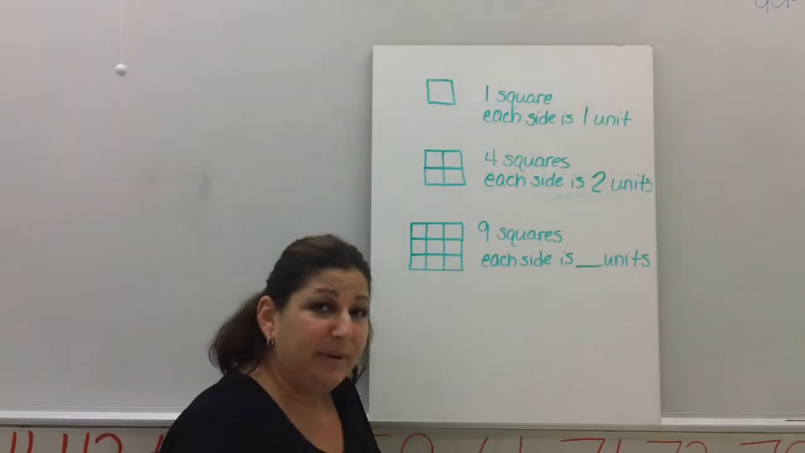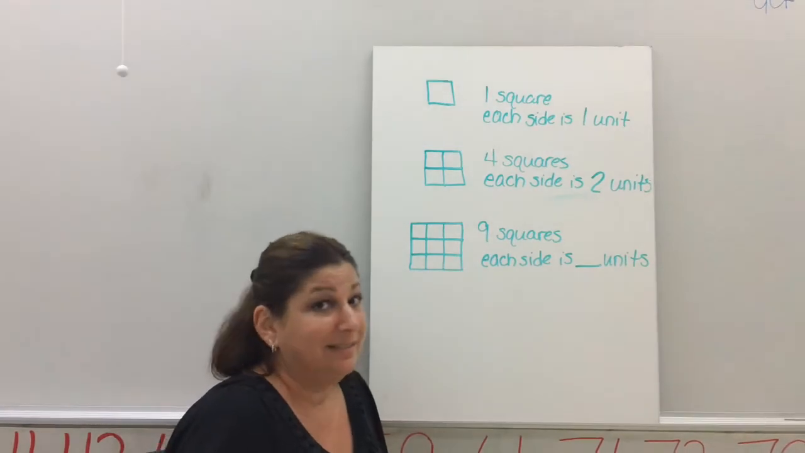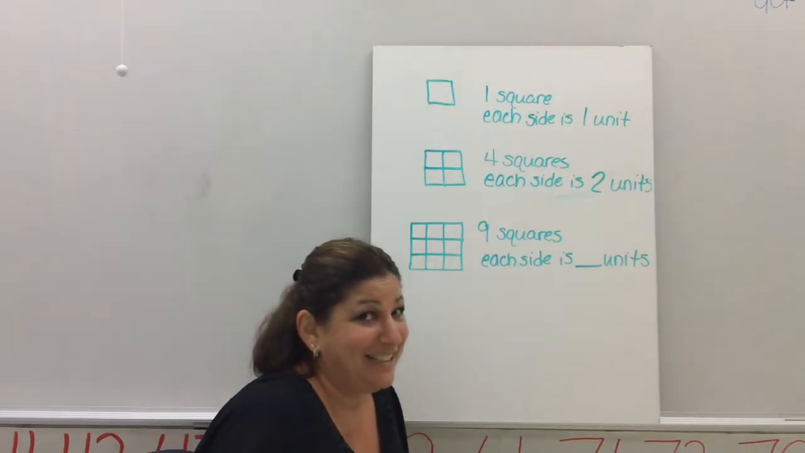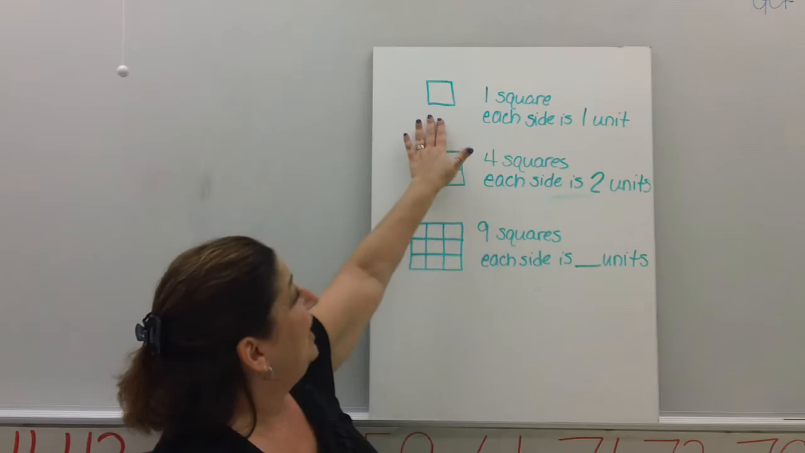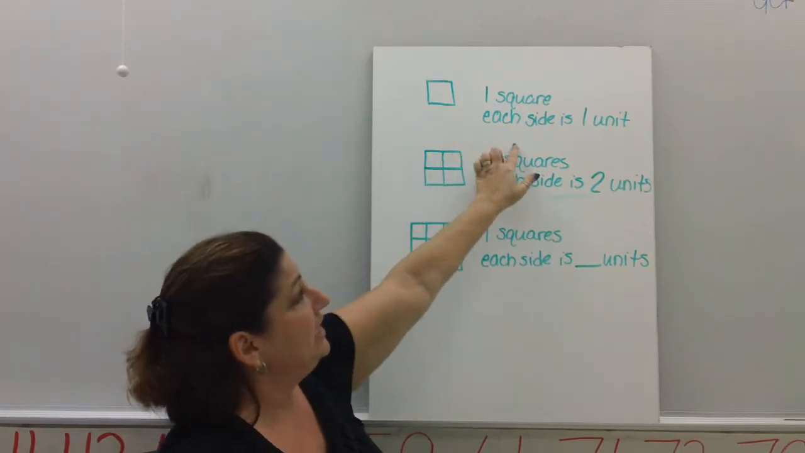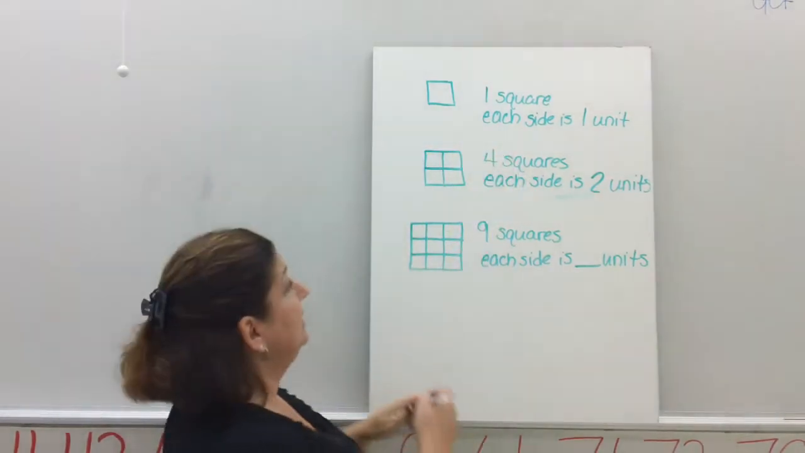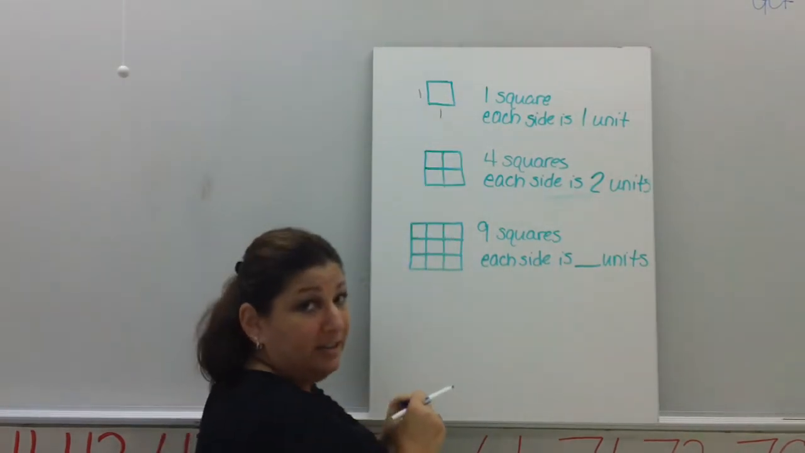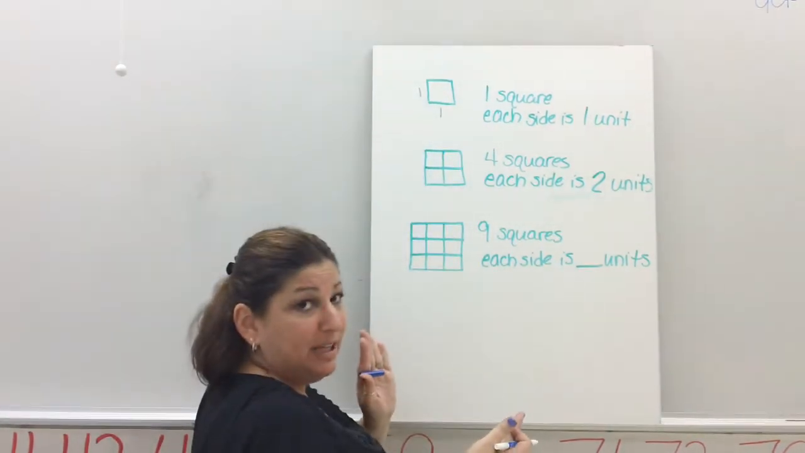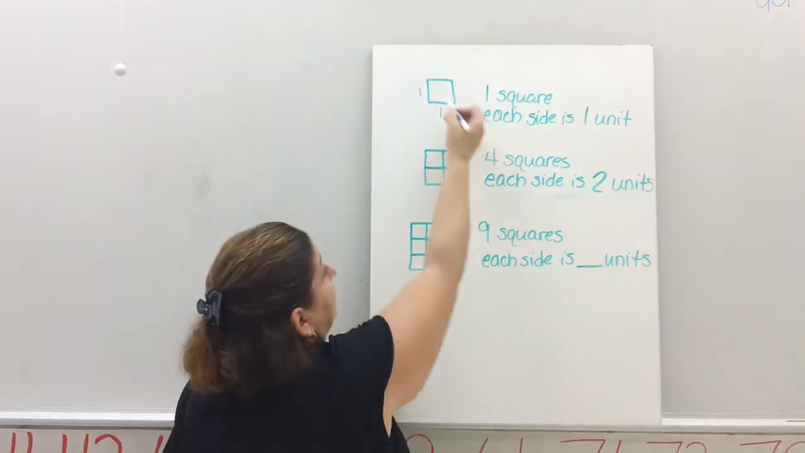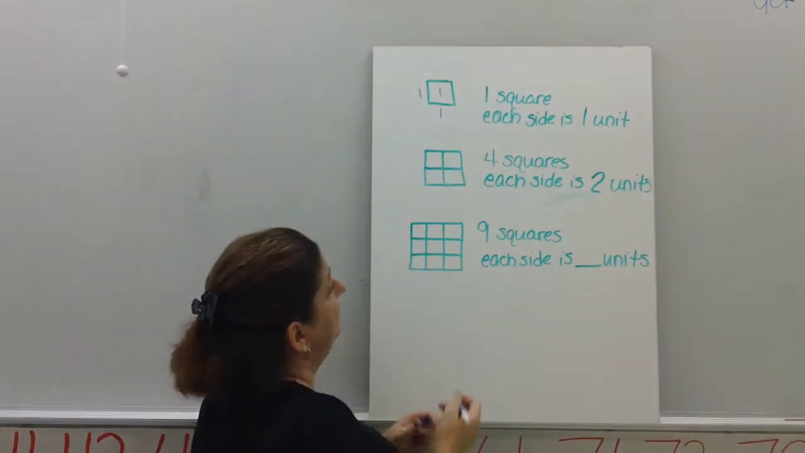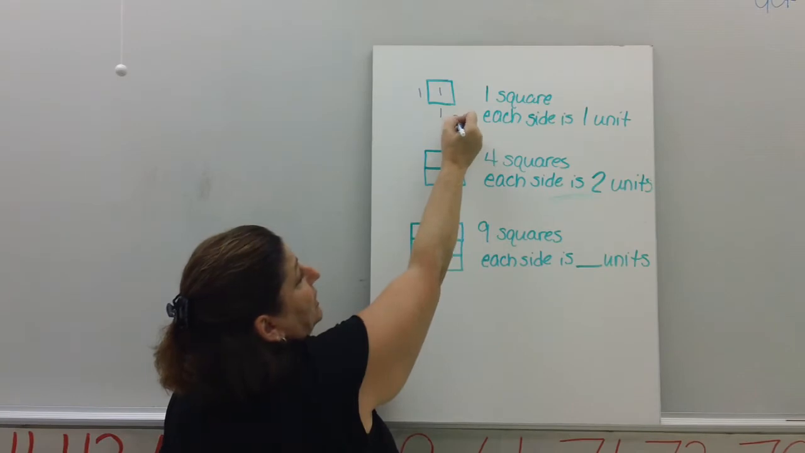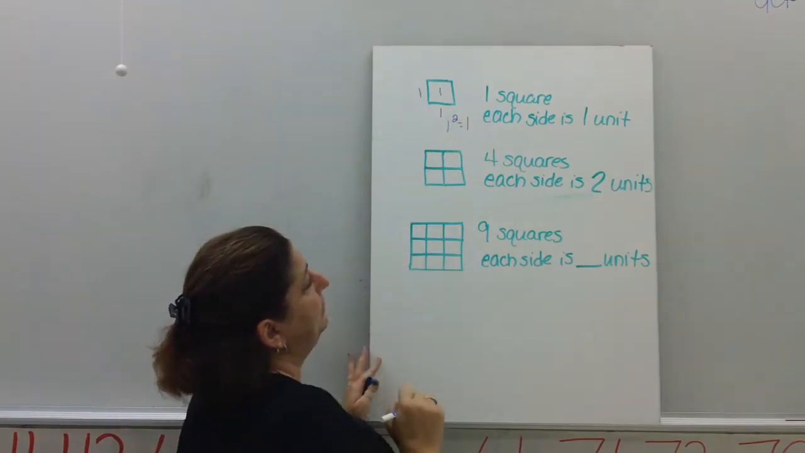Ever wondered why we call it a square? Because we're making squares. So if I have one square, each side is 1 unit. This is a 1 by 1. When we find the area of a square, we're multiplying the sides together. For 1 square, I would say 1 squared equals 1.